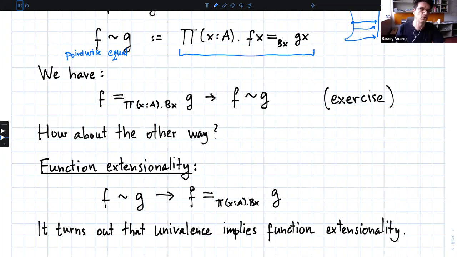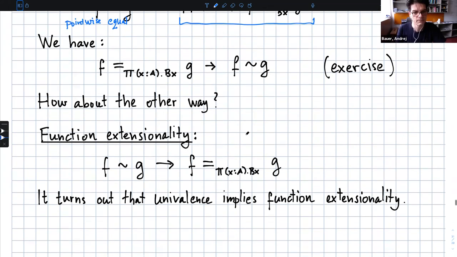It has lots of useful consequences for a mathematician. A programmer might be slightly more unhappy with it, because it's saying that two maps are equal if they behave the same way. If on all arguments they behave the same way, then they're equal. Well, that's a very mathematical thing to think.